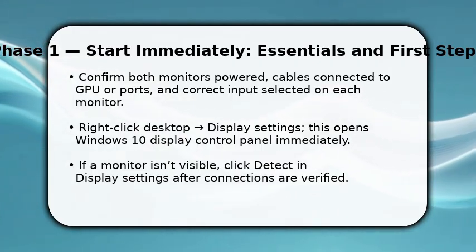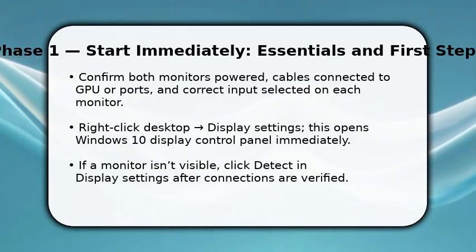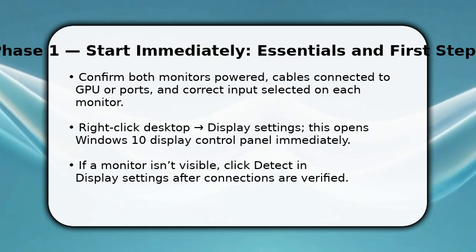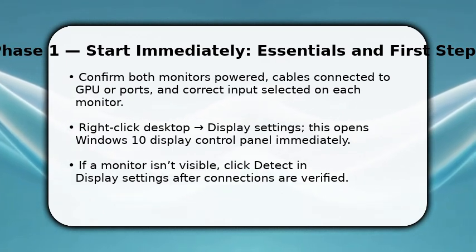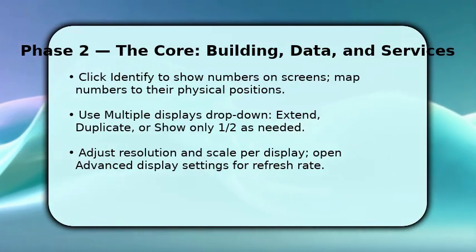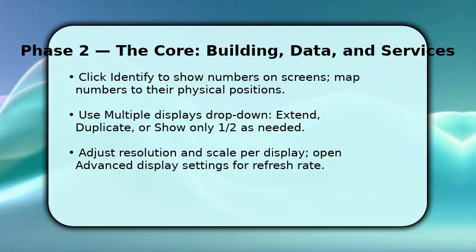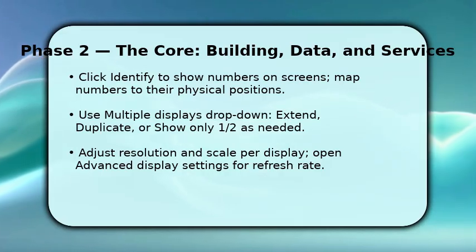You do this now because physical connection and an explicit detect call remove the most common barriers before we change resolutions or rearrange screens. You'll see numbered displays after clicking Identify. Match those numbers to where the monitors sit on your desk and drag them into position in the diagram so cursor travel feels natural.